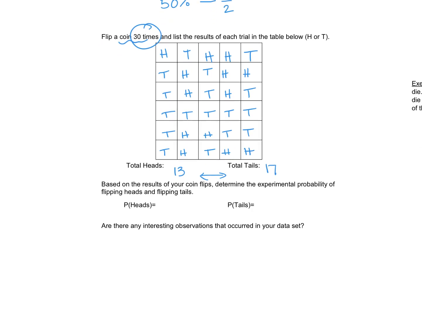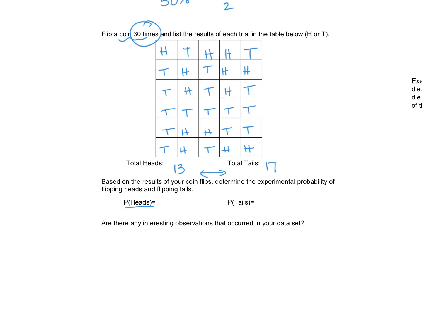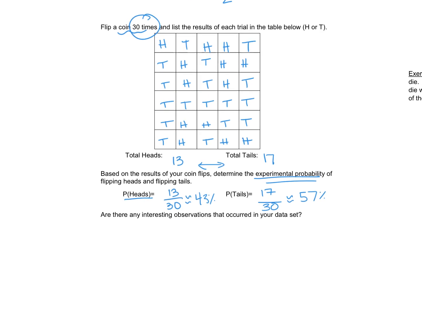So for that probability, we're going to write for the probability of heads, we got 13 out of 30 flips. Okay, so that's the experimental probability. Our tails would be 17 out of 30. And so we were saying about 50%. So when we actually did the experiment, it looks like we're getting heads 43% of the time, and our tails was 57%. And you can see those two numbers add to 100.